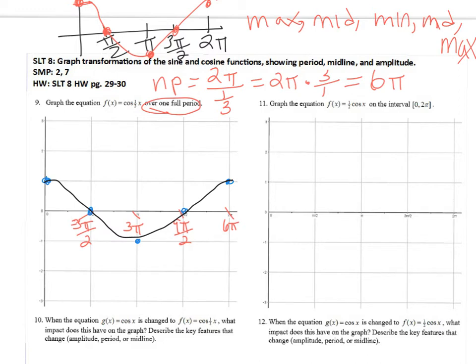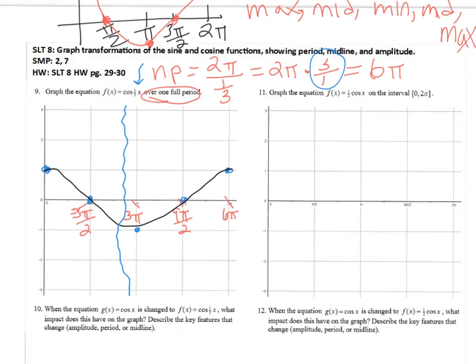Typically, 2 pi would be about here. So you can see how we have that horizontal stretch of 3 from the dilation value here, that coefficient of 1/3. So we are getting a third of a period in where we would normally get 1 full period.